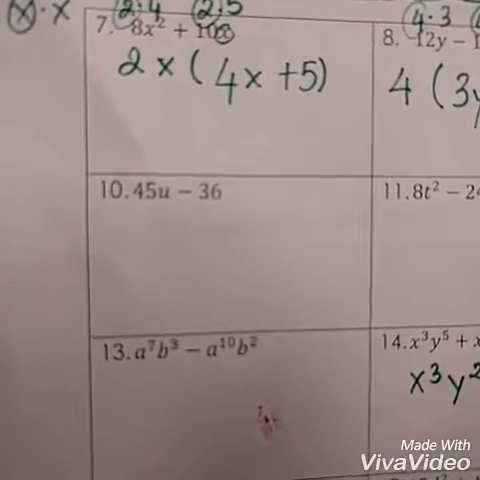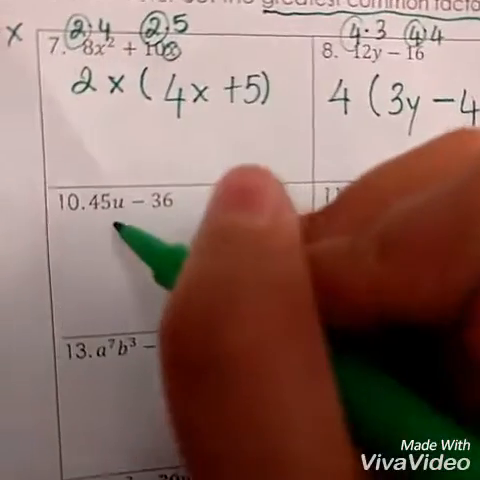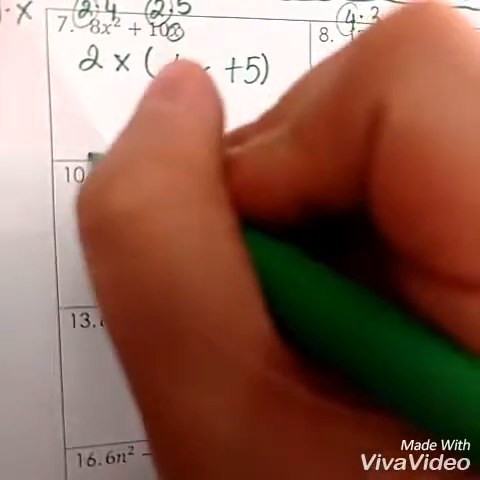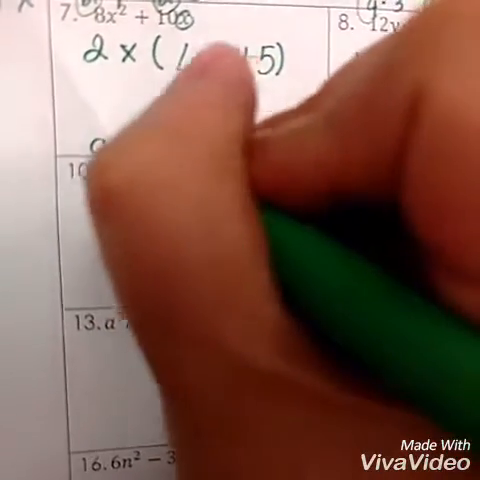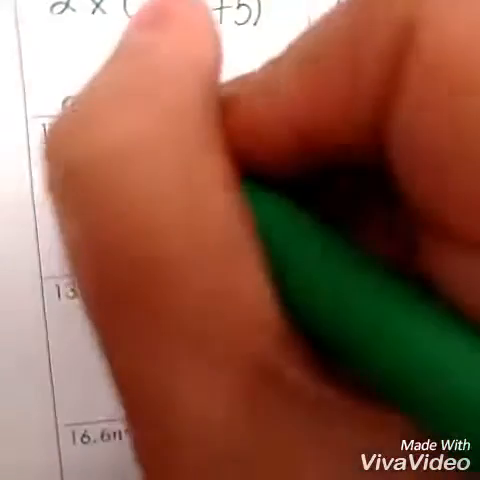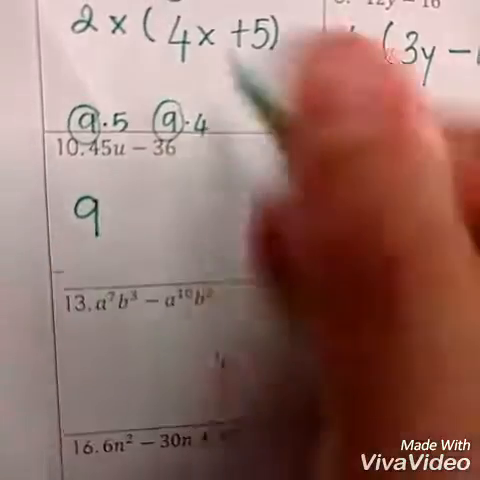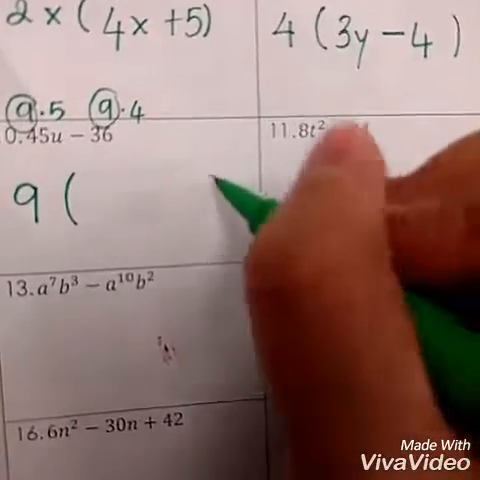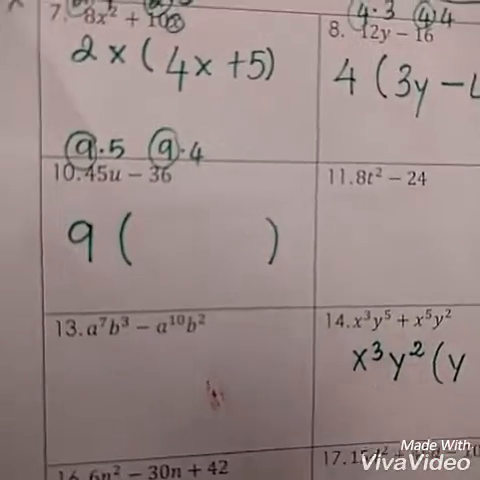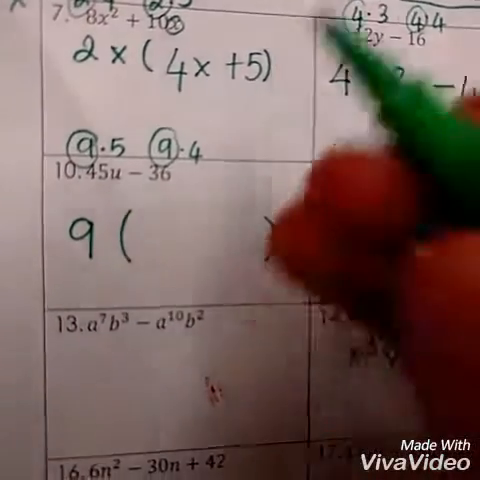So I have 45 and negative 36. The biggest number is 9. So 9 times 5 gives you 45, 9 times 4 gives you 36. So you see they both share 9 right here. I'm going to take out 9 as my greatest common factor. Now inside the parentheses is where you put whatever is left over.